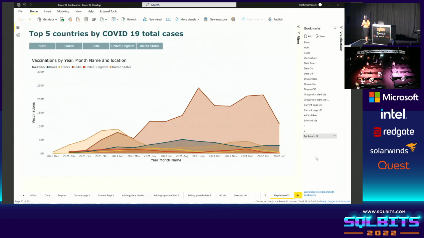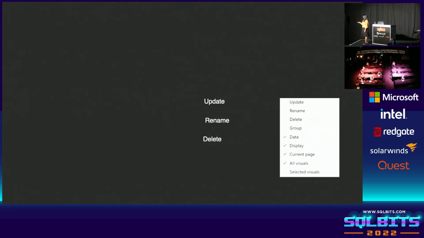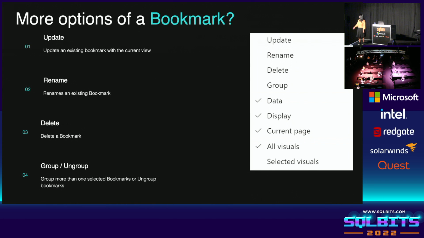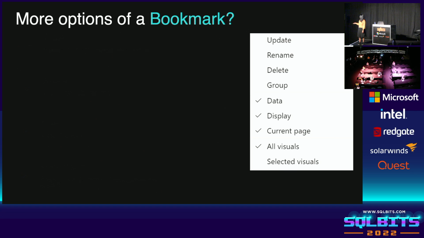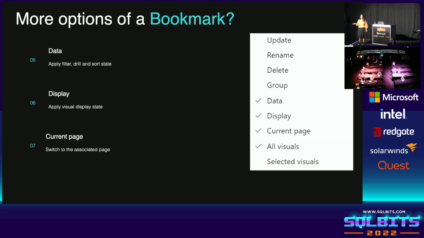But when we look at the report bookmarks, when you click on the little ellipsis, there are quite a few options available. So let's see what those options are. The first four, which are update, rename, delete, and group, are quite self-explanatory. You can read them, you know what happens. The next ones are the important ones, which are data, display, and current page. Let's look at what they are and what happens when you choose those options.